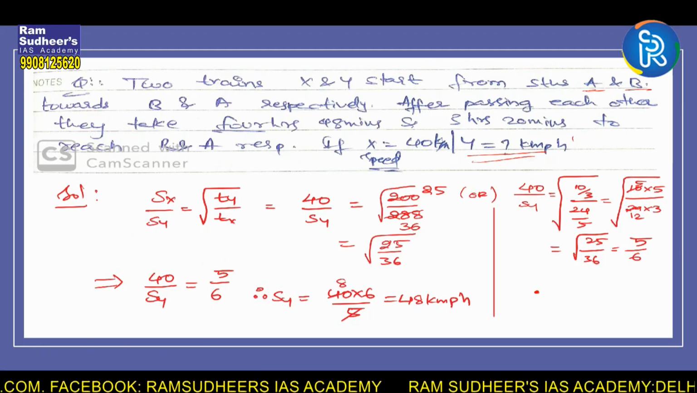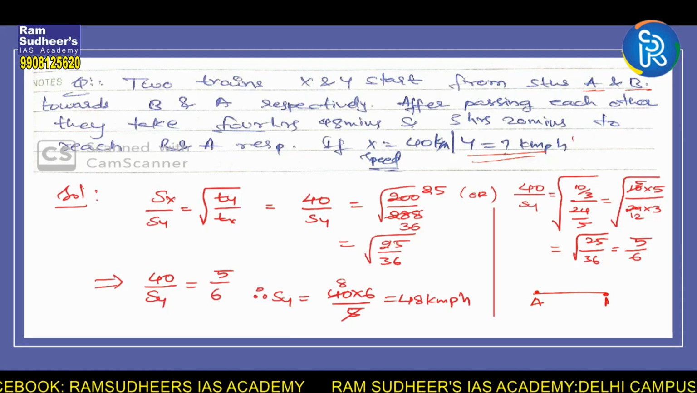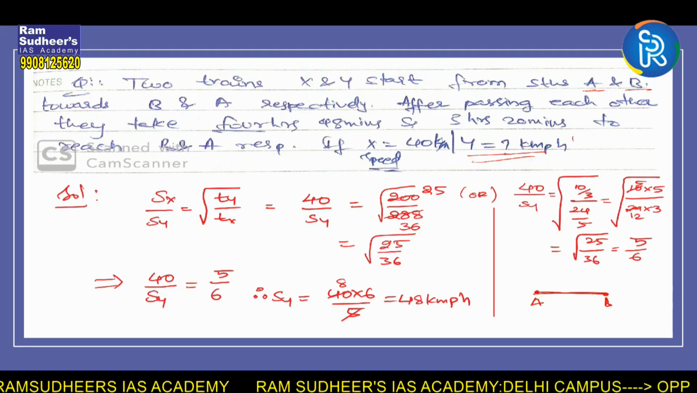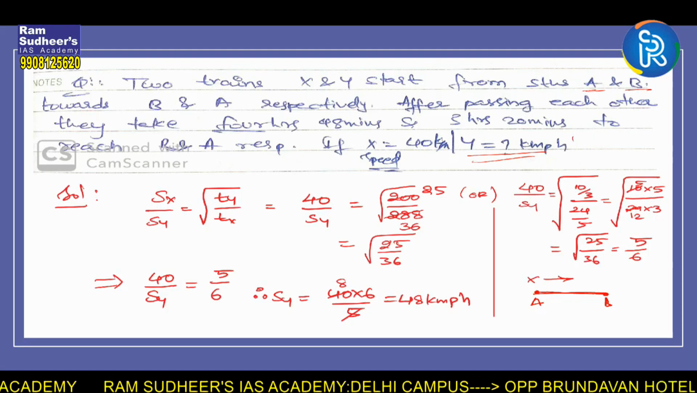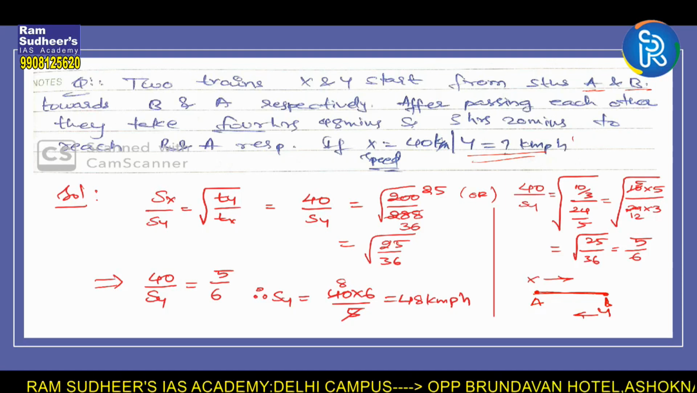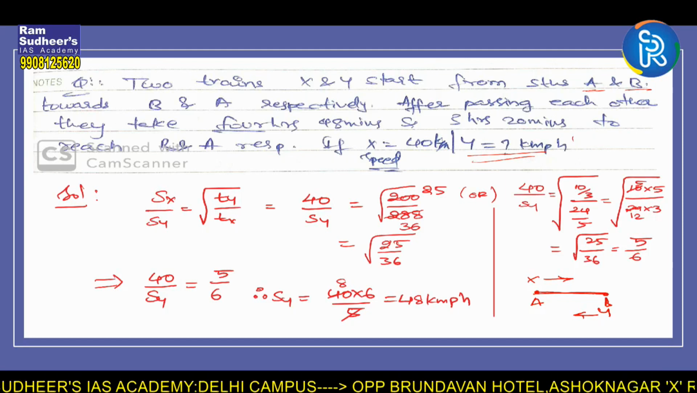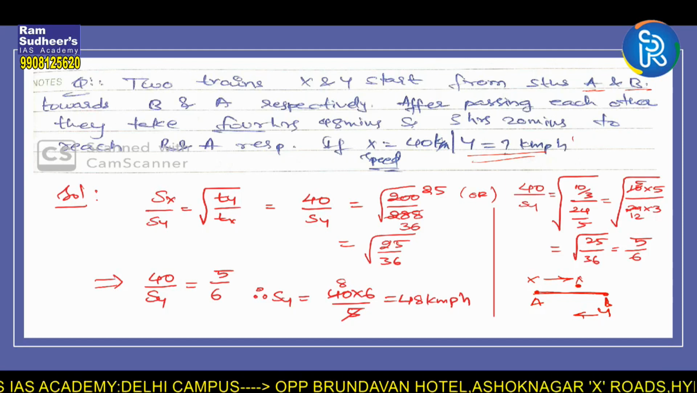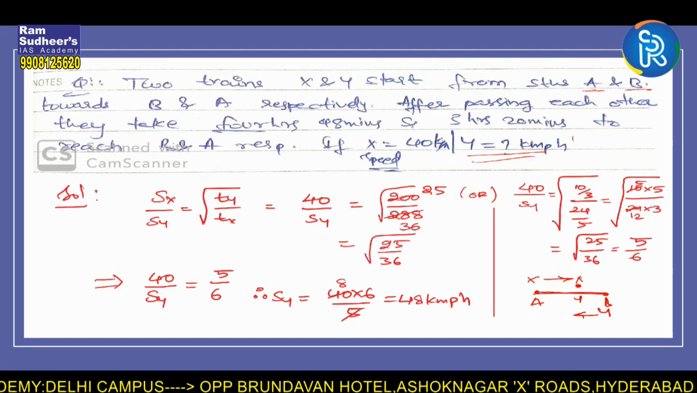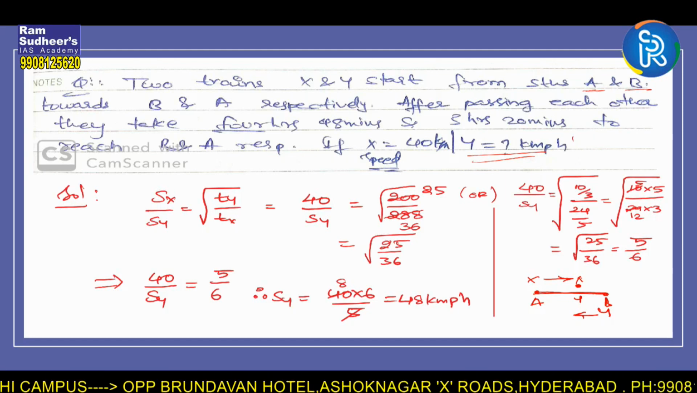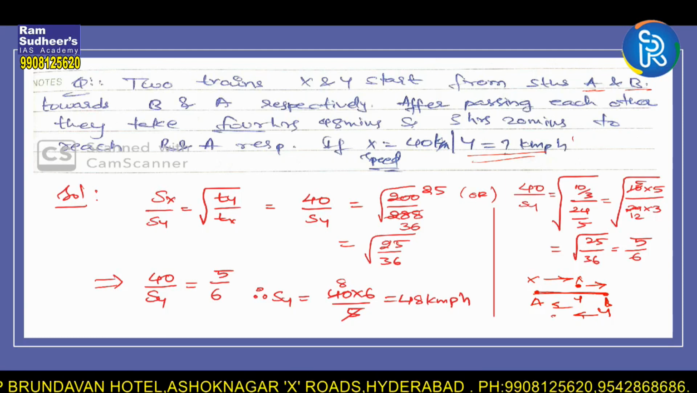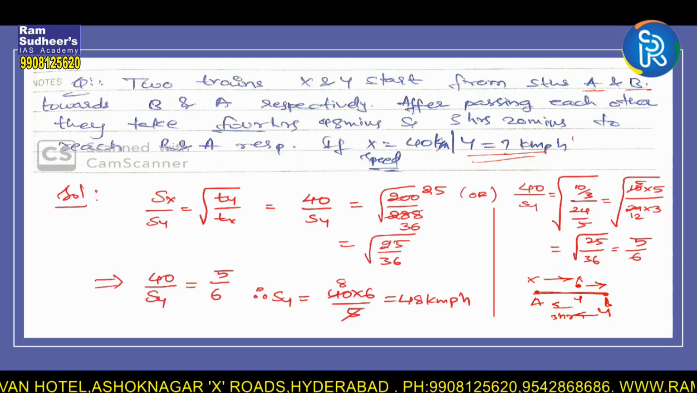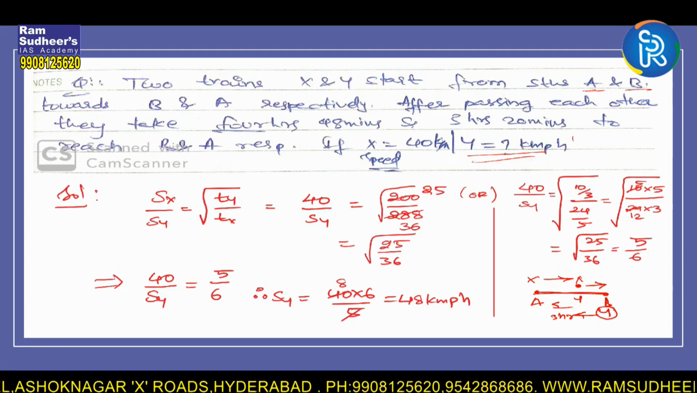X is moving from A to B, and Y is moving from B to A. The question here is, both of them have met somewhere over here. X and Y meet over here. After meeting, X takes 4 hours 48 minutes to reach B, and Y takes 3 hours 20 minutes to reach A. That is the question, and he is asking us to find out the speed of Y.